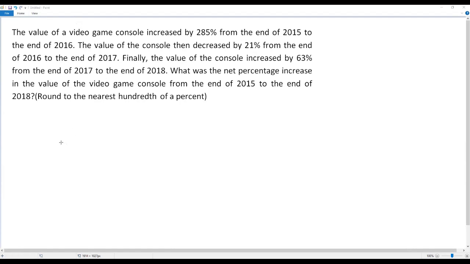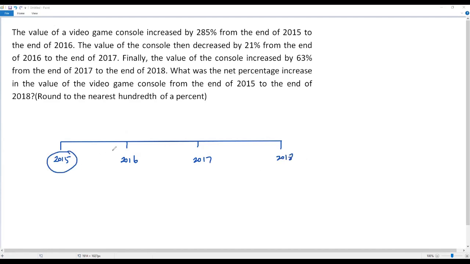Now let me draw a line segment, and on the line segment, let me mark the given years. Here 2015, and here we have 2016, and here we have 2017, and here we have 2018. We can consider this 2015 as the end of 2015, and this 2016 as the end of 2016. The same we can consider for 2017 and 2018 as well. So the starting period is the end of 2015.